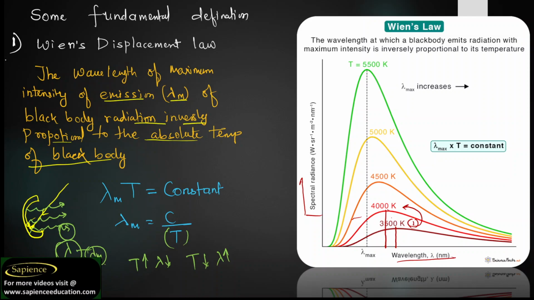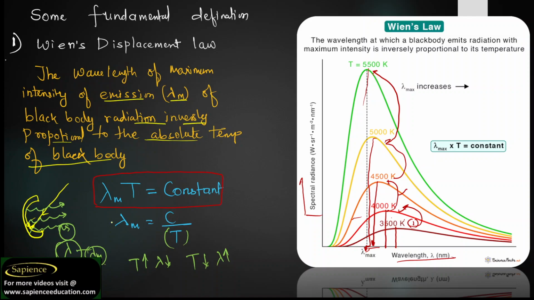Again, when the temperature becomes 4500, the maximum wavelength is this one. As soon as the temperature increases to 5000, its wavelength comes here. As it increases from 5000 to 5500, the final wavelength is this. What does it mean? As temperature is increasing, the maximum wavelength is decreasing. So the maximum wavelength of the radiation is inversely proportional to the temperature.